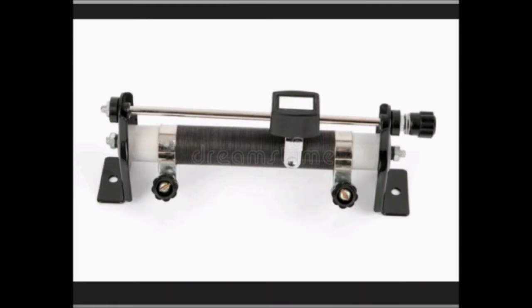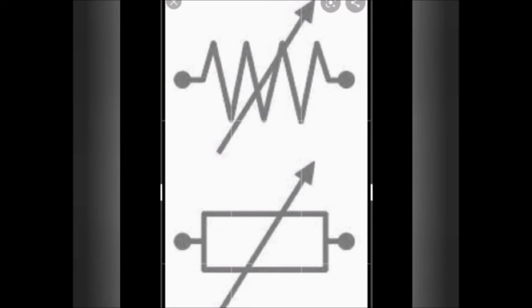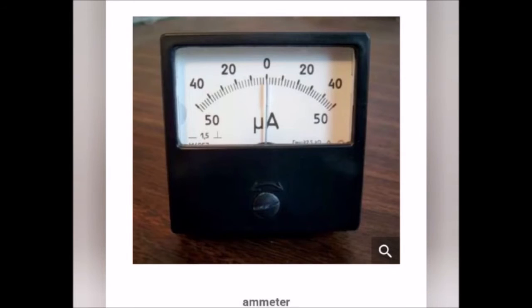Next component, rheostat, otherwise called a variable resistor. It is used to select the magnitude of the current through a circuit. This is the symbol used for rheostat. Next component, ammeter. This is the symbol used for ammeter. The ammeter is used to measure the current. We know that current is measured in the unit ampere. Hence, it is named ammeter.